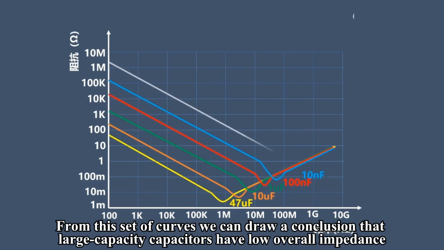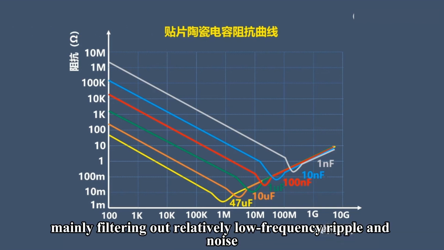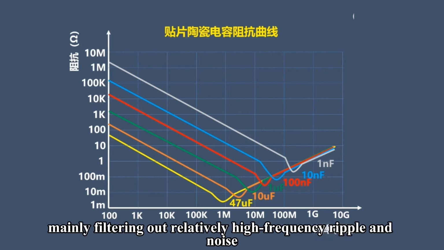From this set of curves we can draw a conclusion that large capacity capacitors have low overall impedance, low resonance frequency, mainly filtering out relatively low frequency ripple and noise. Small capacity capacitors have high overall impedance, high resonance frequency, mainly filtering out relatively high frequency ripple and noise.